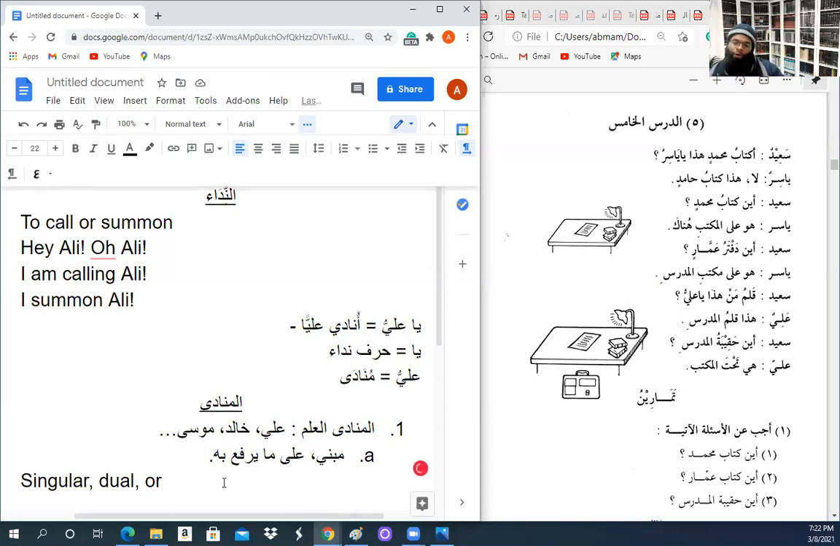Oh, no. That's different. What you're talking about is ممنوع من الصرف. Oh, okay. Yeah, ممنوع من الصرف doesn't accept the kasra, nor does it accept the tanween. Right? But mabni, it doesn't change. It keeps whatever state it's in, it stays that way. Or plural.